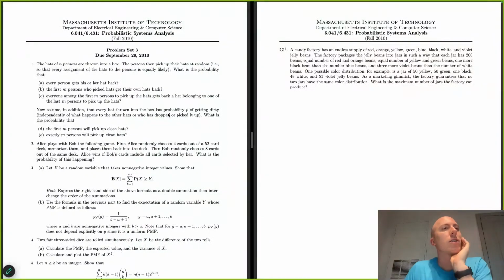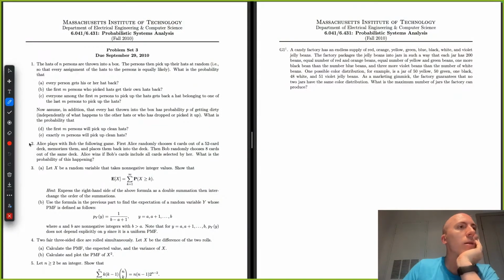All right. Let's look at problem 2 here. Alice plays with Bob the following game. Alice randomly chooses 4 cards out of 52, memorizes them, places them back into the card deck. Bob randomly chooses 8 cards. Alice wins. Okay.